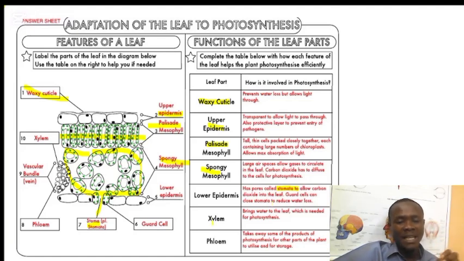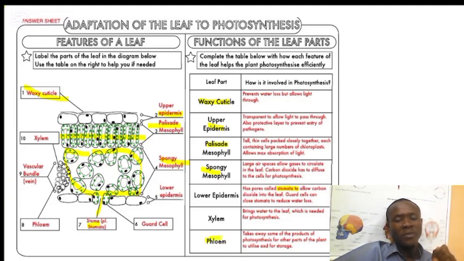And we have the xylem. The xylem brings water to the leaf. So when the root absorbs water, that water will be transported into the leaf through the xylem.